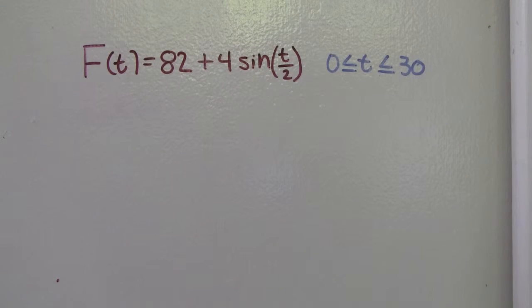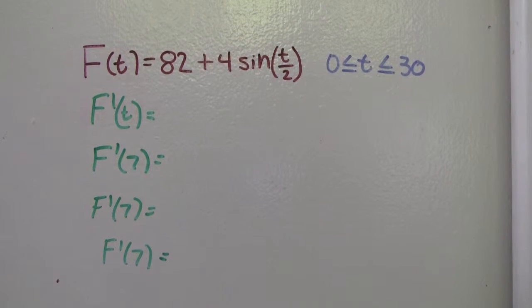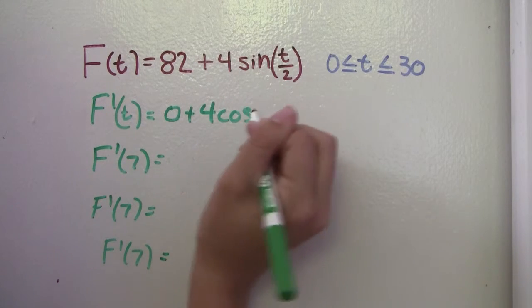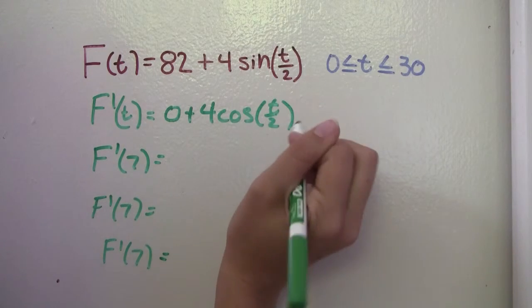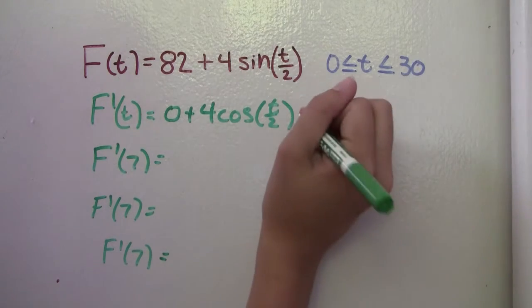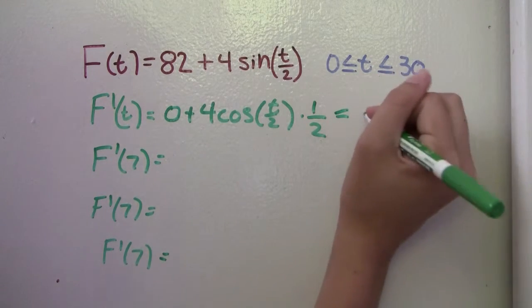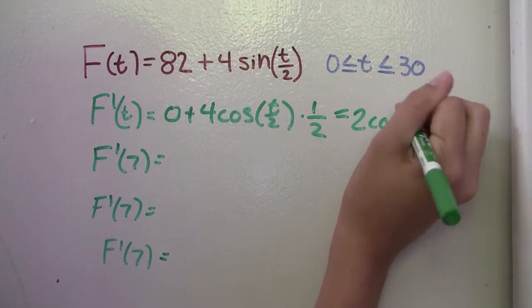Is the traffic flow increasing or decreasing at t equals 7? Give a reason for your answer. Since the question is looking for the rate of change of the traffic flow, we're going to find f prime of t. To do that, you use your derivative rules, so you know that it is 0 plus 4 cosine t over 2, and then we have to use the chain rule, times 1/2. That then comes out to be 2 cosine t over 2.